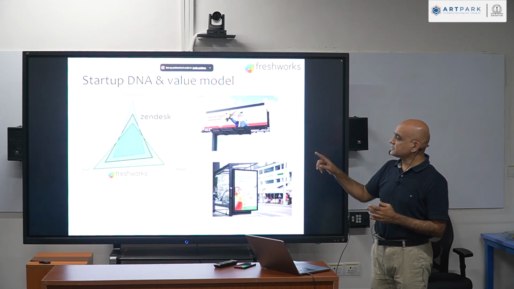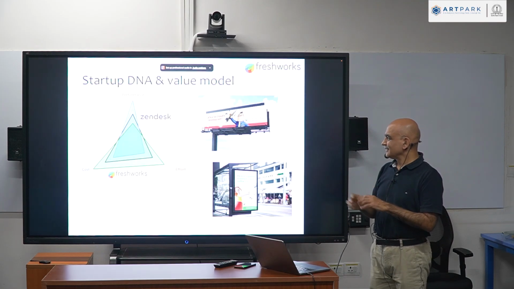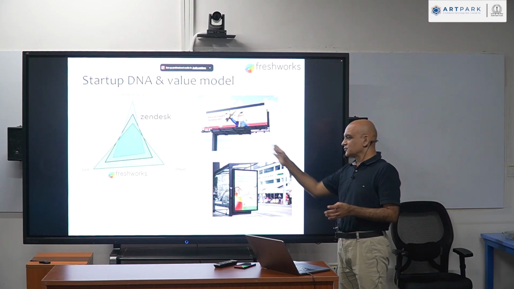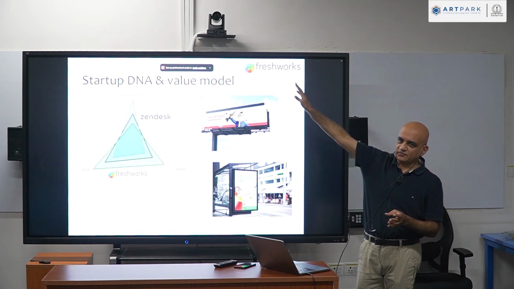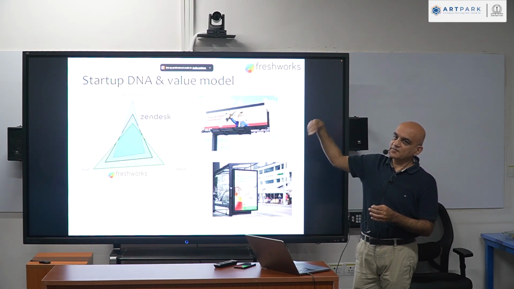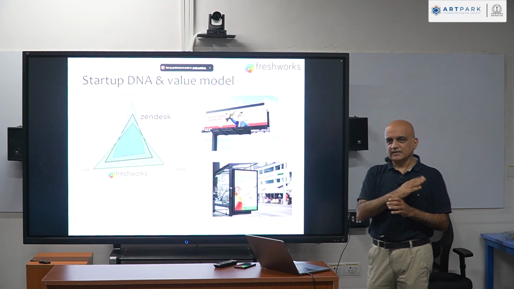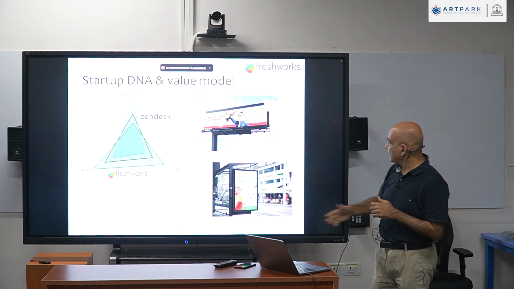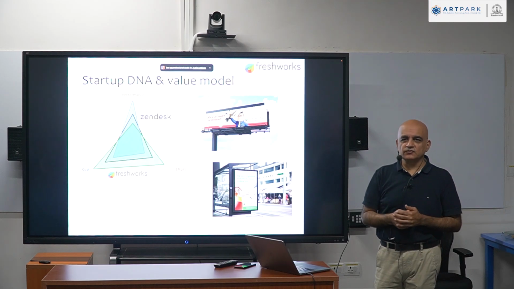They actually changed their value model from cost to effort. So they said, let Salesforce be the performance leader, or let Salesforce be the premium company. We will be the mass market company for everyone else. So that's basically the strategy they used. And you can see how it gets reflected in how they communicate their story to the world.